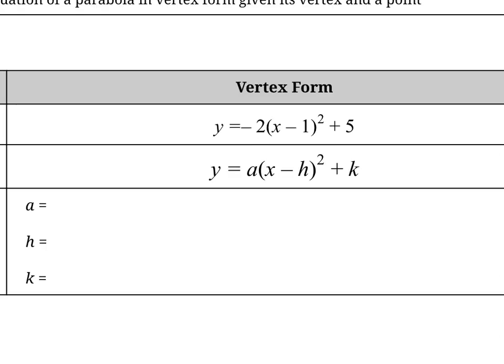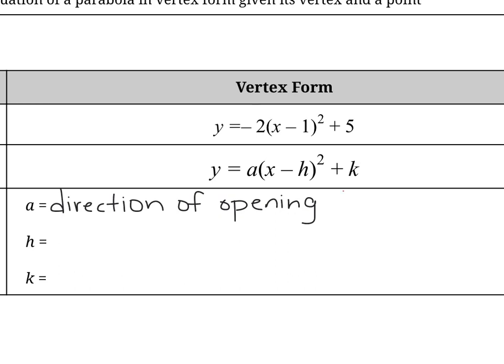The template for vertex form takes on the format of y equals a multiplied by (x minus h) squared plus k. So the only letter that is staying consistent between all three forms of quadratic equations is the letter a, which is always located right at the front of the equation. A always tells us the direction of opening for our parabola. Recall that if the a value is positive, the parabola will open upward. If your a value is negative, the parabola will open downward.